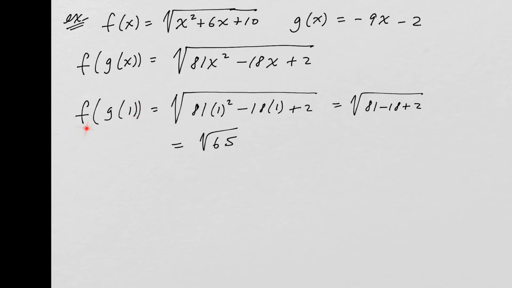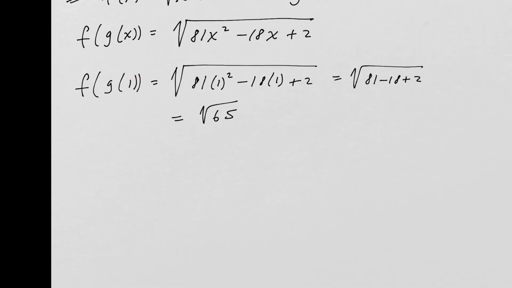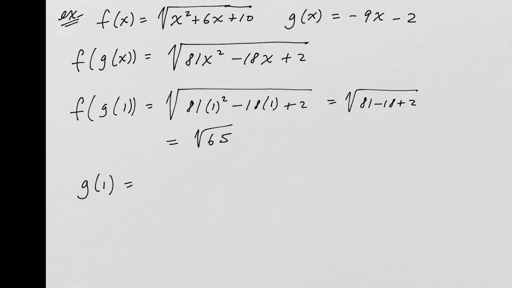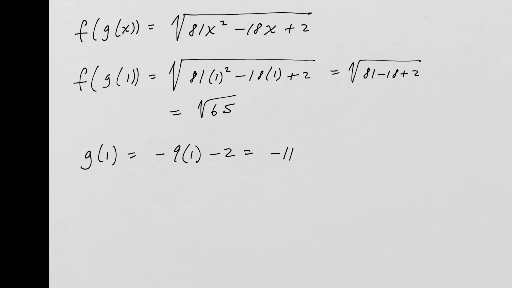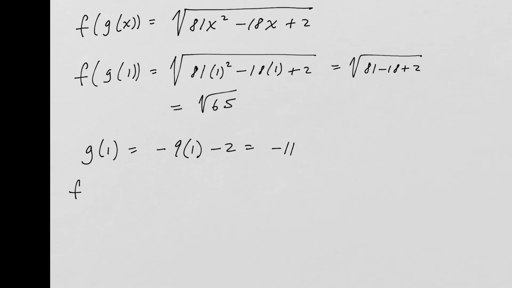How would I find f of g of 1? Well, it might be simpler, right? Just to find g of 1 by itself. So if you go to the g function, where I have an x, I'm going to plug in a 1. So that's going to be negative 11. And then now that becomes the input, right? So f of g of 1. That becomes the input, negative 11, to the f function.